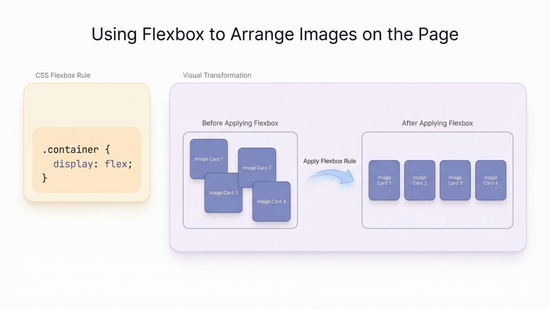After downloading the optimized image and placing it into the project, the instructor noticed the layout looked messy. Images were scattered and misaligned. The fix? Flexbox. By applying display flex to the container element, the images immediately line up in a clean side-by-side row. This is a quick and powerful layout technique that every web developer should have in their toolkit.